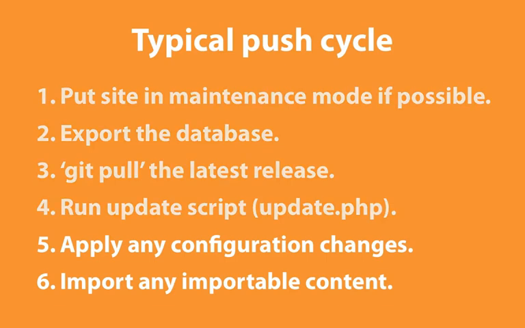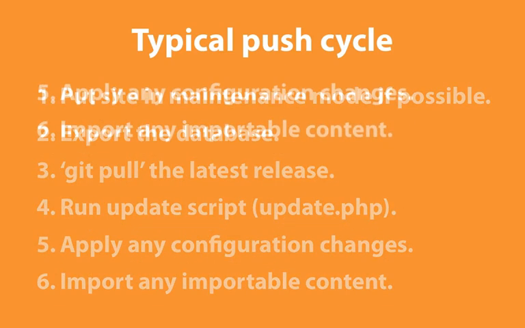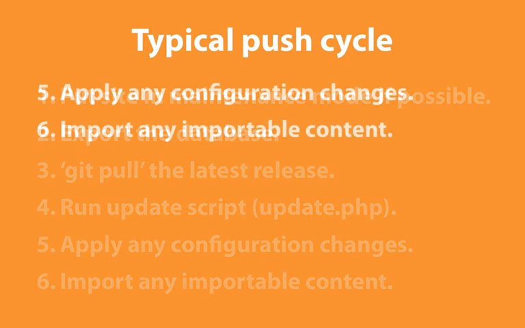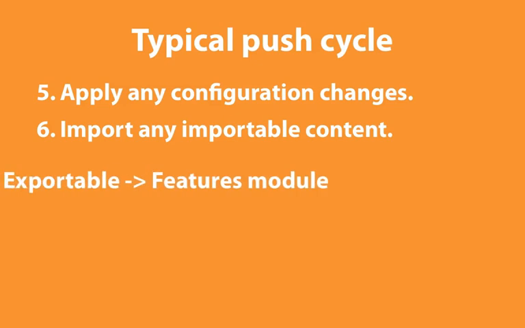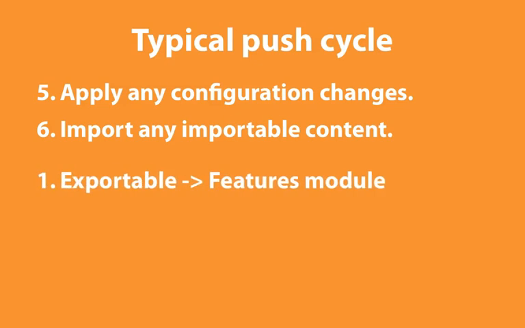So these last two parts, 5 and 6, are the most troublesome when it comes to deploying a release to our production site. Everything else is really straightforward. So in the next videos, what we're going to do is cover the tools that we need in order to automate this as much as possible, reducing the risk of error and also increasing the speed at which we can deploy. So we're going to first look at exportable configuration changes, and we'll tackle these by using the features module.